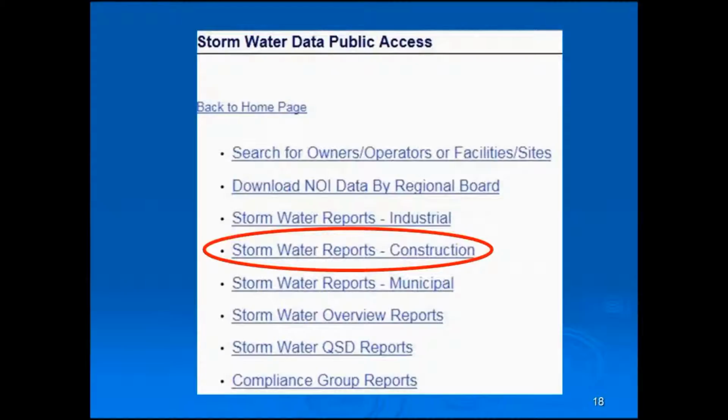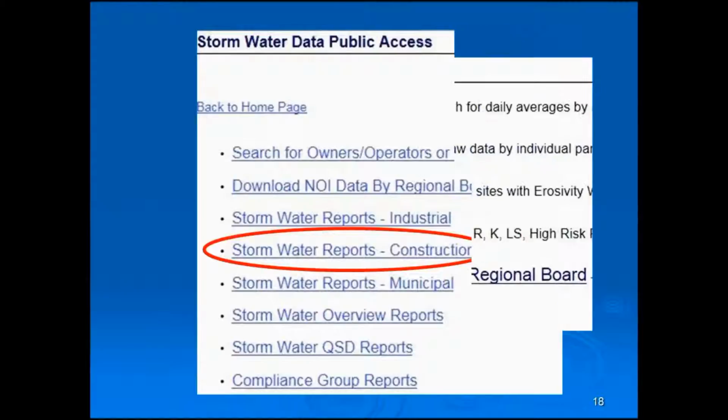If you're searching for, say, a single facility, you want to know if your neighbor has permit coverage, it would be the first thing you would click on. There is a search screen there. You can enter by address, city, zip code, the facility name, search by their name.